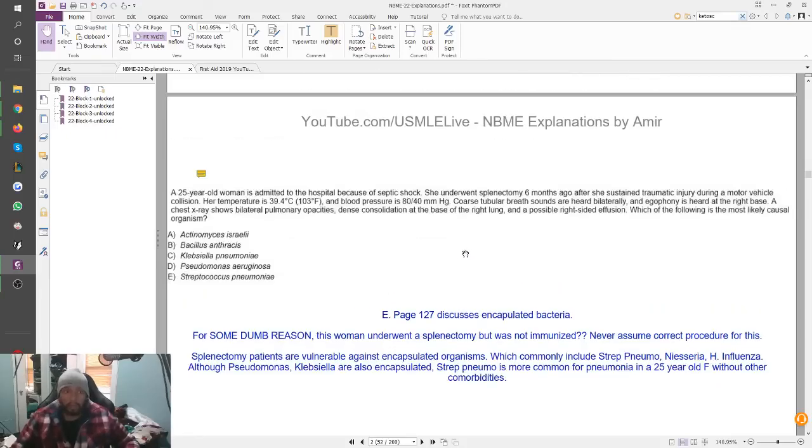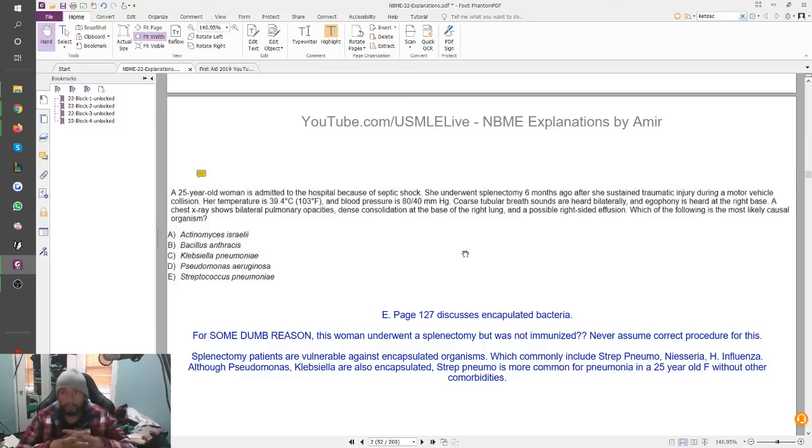Okay. This is a 25-year-old woman admitted to the hospital because of septic shock. She underwent splenectomy 6 months ago after she sustained traumatic injury during a motor vehicle collision. And just for your knowledge, as far as NBME is concerned, any patient that underwent splenectomy did not get vaccinated, which is bullshit, right? Because in real life, when you get splenectomy, you get immunized for all the encapsulated bacteria or bugs and stuff like that. But on NBME, all these patients who undergo splenectomy or autosplenectomy due to sickle cell, whatever the case might be, we never immunize them because we're really bad doctors or something like that.